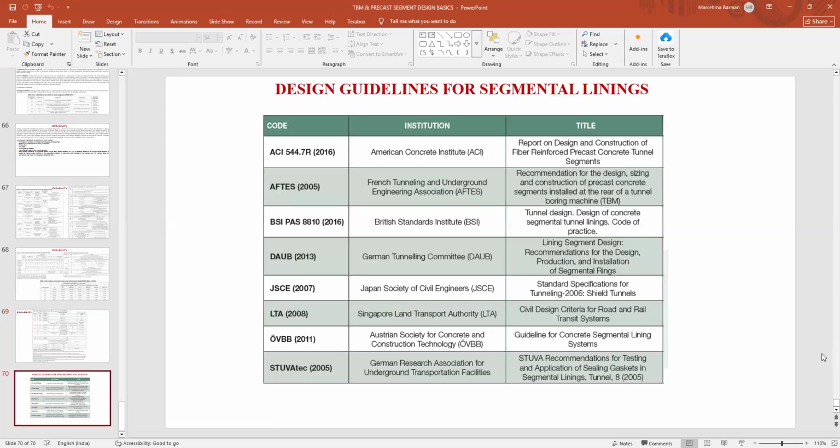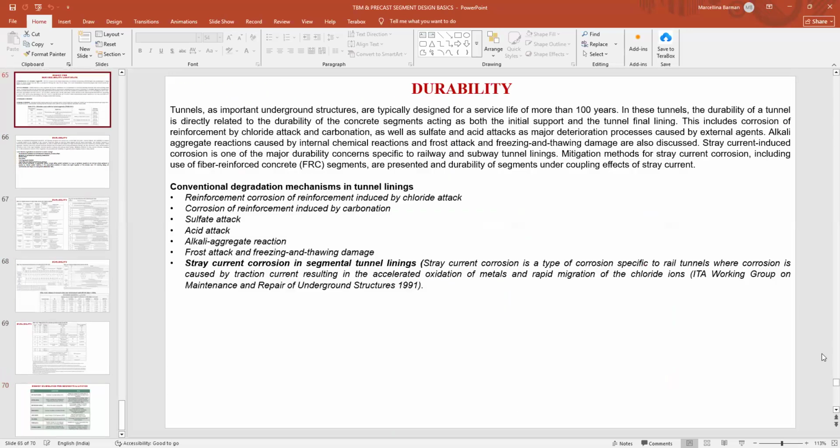And these are the standard codes you are using for the segmental linings. ACI is the American Concrete Institute, AFTES is the French, there is a British code, a German code, a Japanese code, an LTA code, and an Austrian code. But in metro projects, mostly we are using the LTA guidelines or the ACI guidelines. And nowadays the ACI guideline, the American Concrete Institute guideline, has developed a very step-by-step process of the segment design, along with very detailed examples and case studies. So this is the basis of the precast segment design.